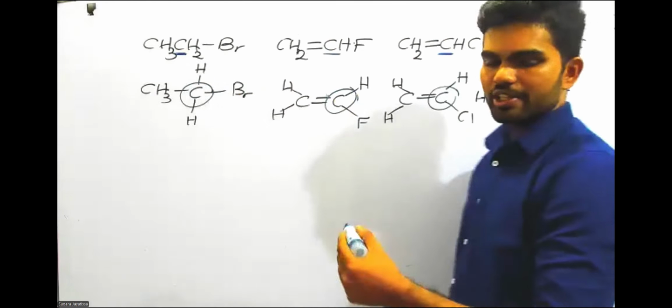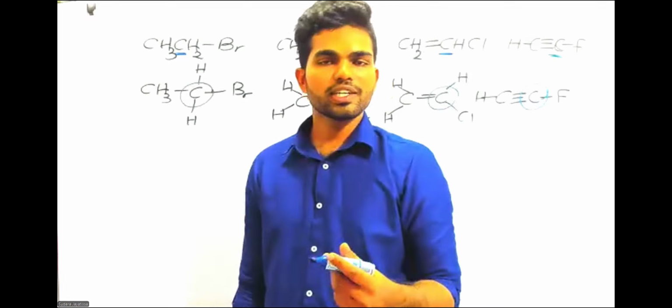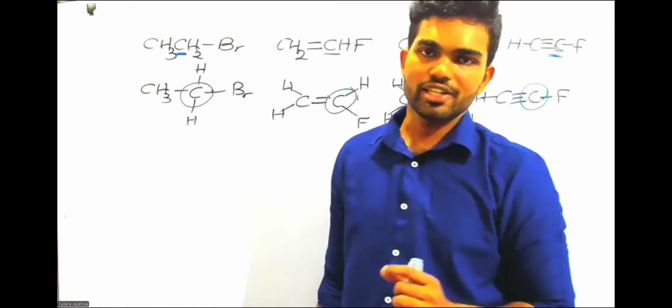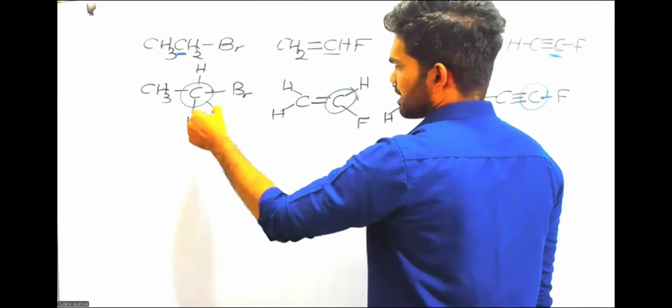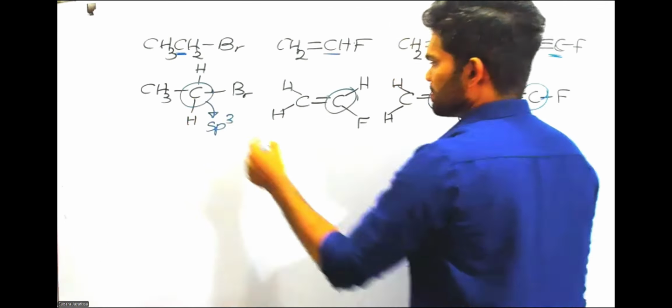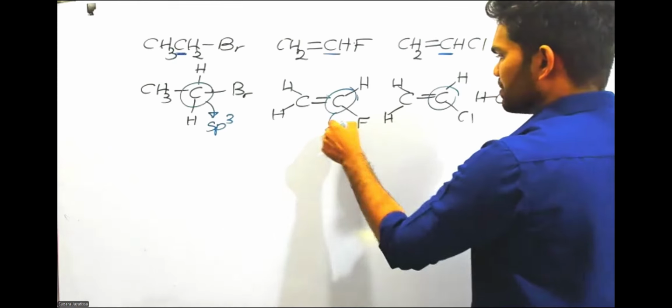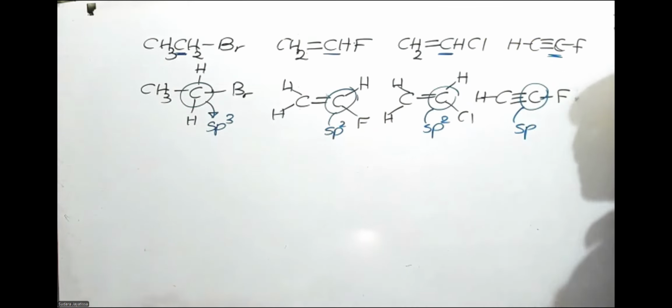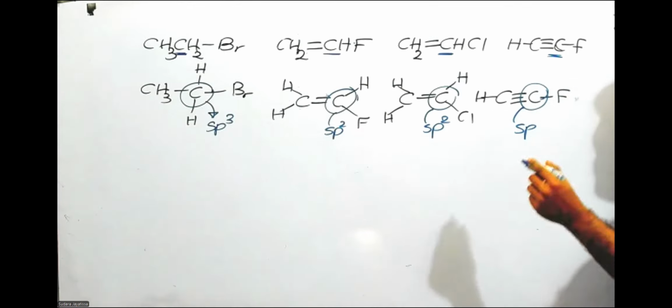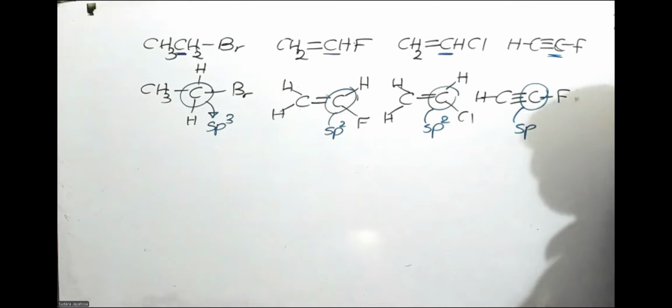So the first factor you have to assess for the electronegativity variation is S percentage. So it depends on the hybridization. If you take the hybridization here, this is going to be sp3, sp2, sp2 and sp. These are the hybridizations: sp3, sp2, sp2 and sp.